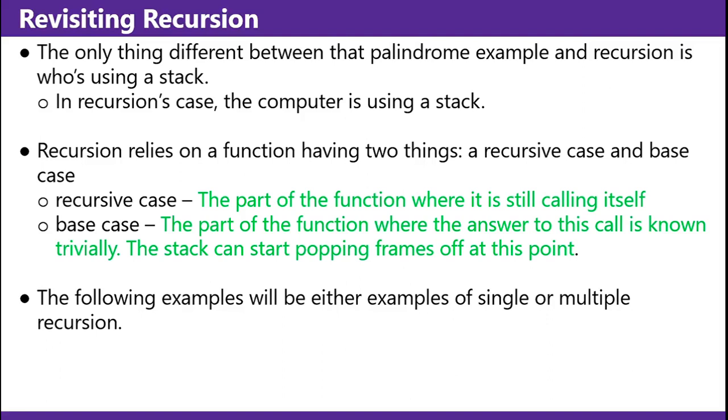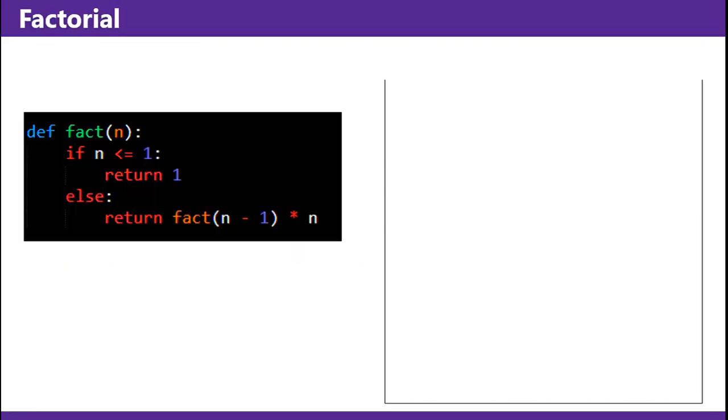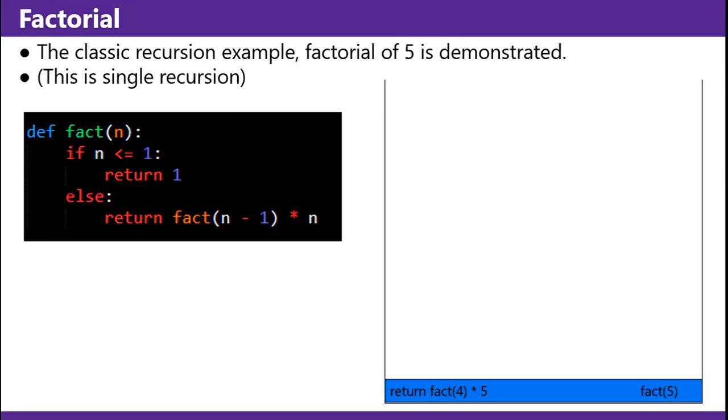The following examples will be either examples of single or multiple recursion. Single recursion can often be easily replaced with a loop. Factorial. The classic recursion example, factorial of 5, is demonstrated. Factorial of 5, you return factorial of 4 times 5. You got to do the function call before you can return anything, so you call factorial of 4.